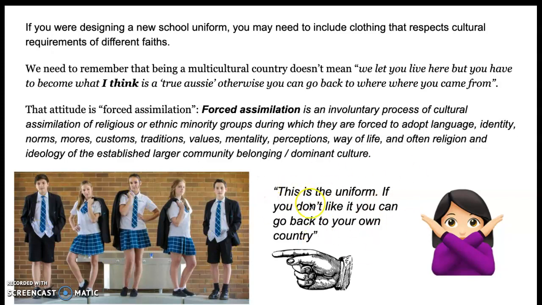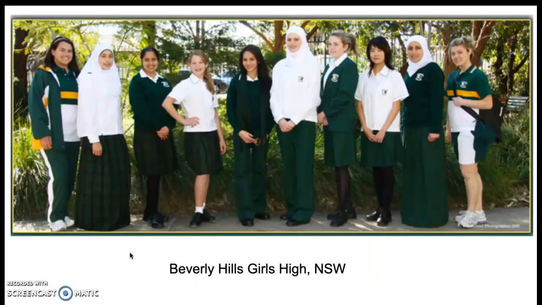This is an example of forced assimilation. This is the uniform. If you don't like it, go back to your own country. But if we look at what actually has happened in the last sort of 10 years or so, with huge migration because of unrest in the Middle East, we have seen a lot of the schools in Sydney change and redesign their school uniform to provide maxi skirt options, long sleeve options, because it's a need. The migration created this trend of a requirement for religious adaptations to clothing, and here we go.